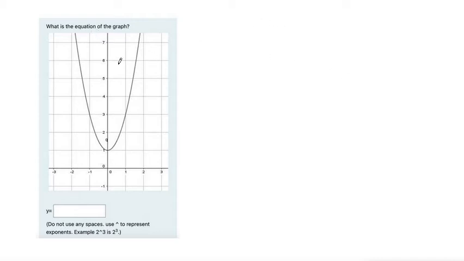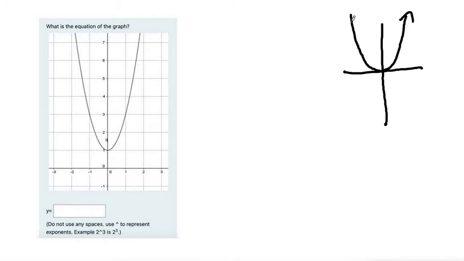Okay, so after that's been said, first let's look at the shape of this graph. It looks like an upward facing parabola. So first of all, anytime we have an upward facing parabola, or anytime we have this kind of general shape at all, we want to use the base graph of y is equal to x squared. So this general shape is y is equal to x squared.